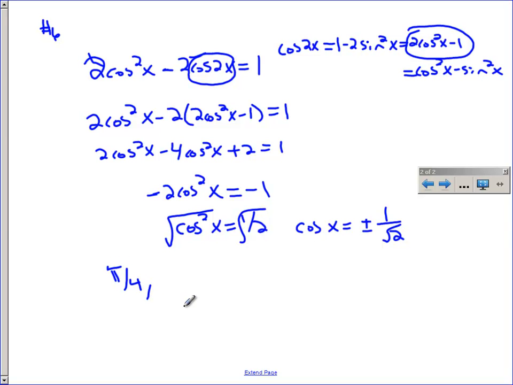So all of my 45 degree angles: pi over 4, that's the one in quadrant 1. What's the one in quadrant 2? 3 pi over 4. Good job, Stephanie. And what about quadrant 3? 5 pi over 4. And then quadrant 4? 7 pi over 4.